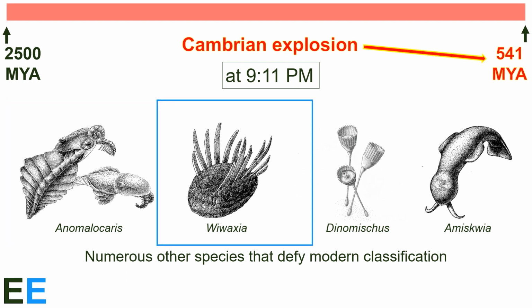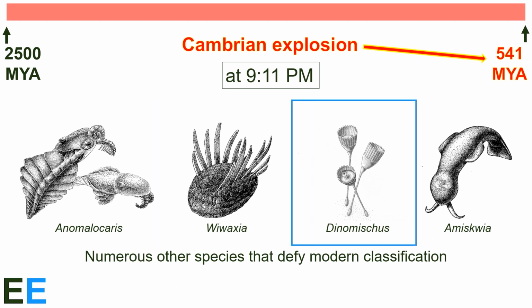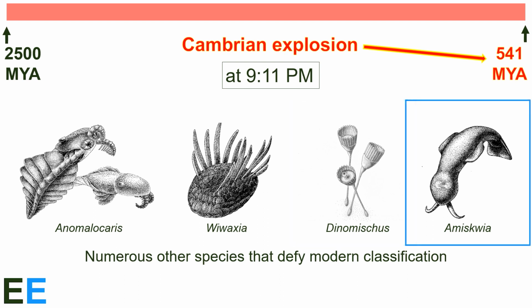Wiwaxia has traits that make it look like either an arthropod or a mollusk, but it isn't clearly either one. Dinomischus looks almost like a plant, but it has a mouth and anus like an animal. Emeraldella, maybe a kind of worm, but who knows. These diverse creatures show up in the Cambrian fossils, but didn't survive long enough to leave enough descendants for us to figure out what they were.